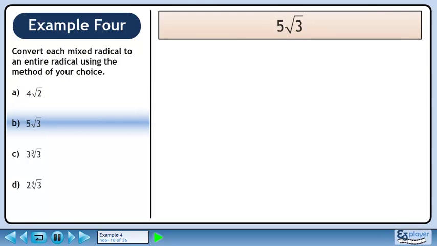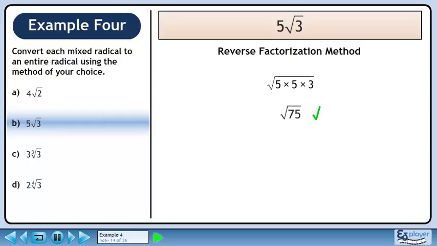In part B, we'll convert 5 root 3 to an entire radical. Start with the reverse factorization method. Rewrite 5 root 3. The 5 can be expanded inside the radical as a pair of 5s. Multiply everything underneath the radical to get root 75.